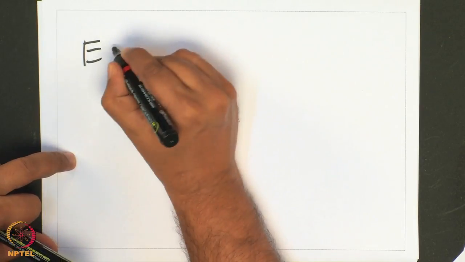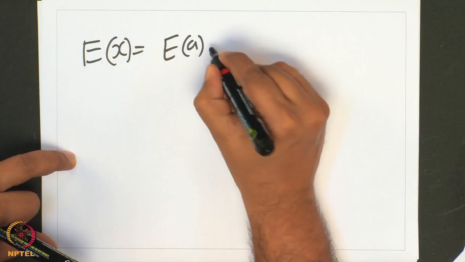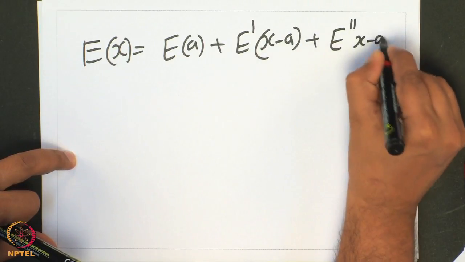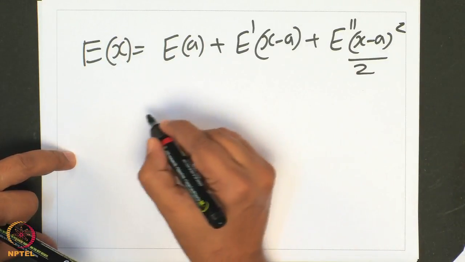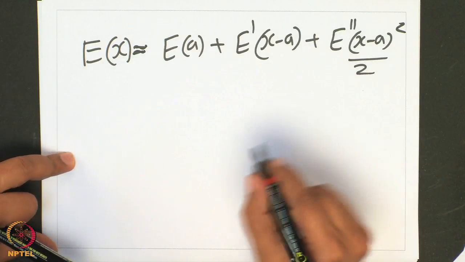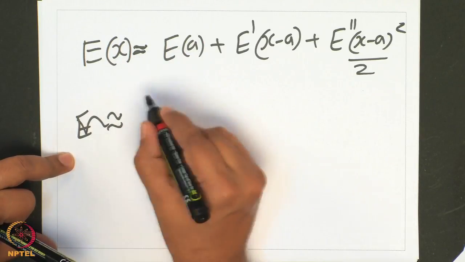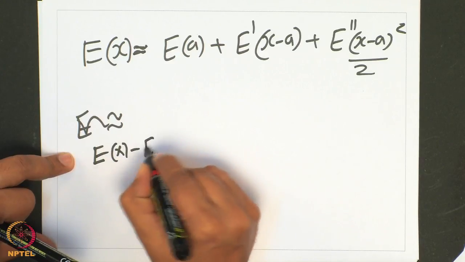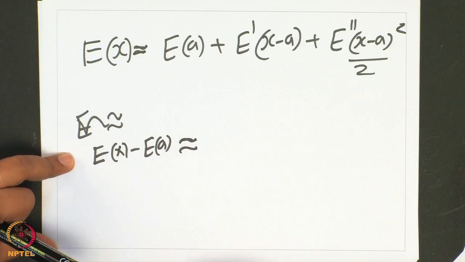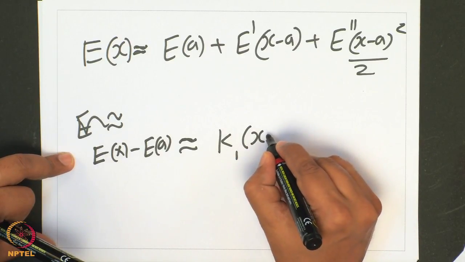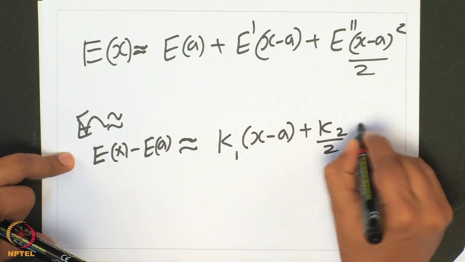So I can write approximately that E at x is E at a plus derivative E prime times x minus a plus E double prime times x minus a whole square by 2. This is approximately equal because I neglected higher order terms. So I can take this way and write E of x minus E of a, the change in energy, as approximately equal to the first derivative, which is some constant, let me call it k1, into x minus a, plus k2 by 2 into x minus a whole square.